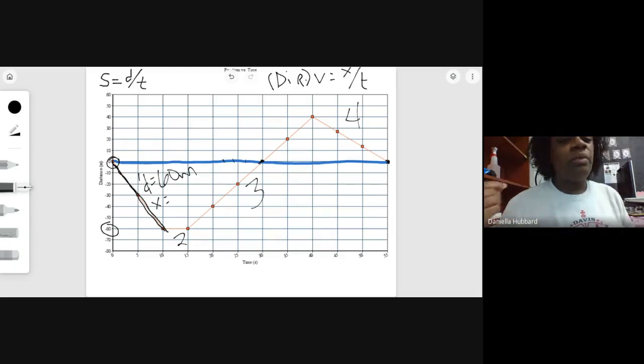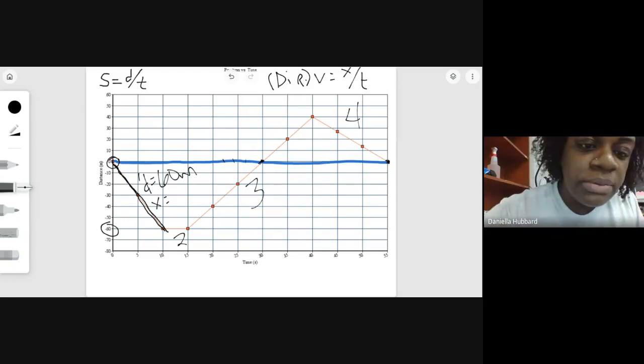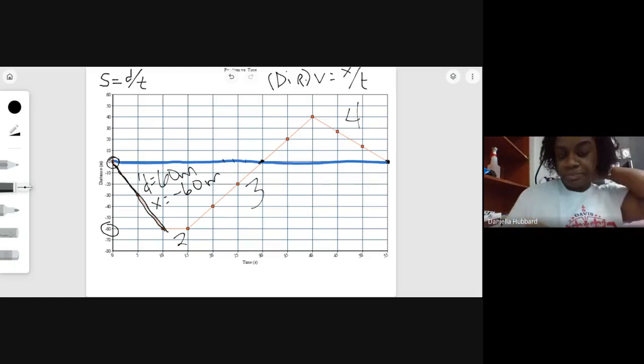Displacement looks at where you end and where you started. So in this section, we ended at negative 60 meters away from the house. Negative 60 means 60 meters to the left. So we're just going to put the negative here because we're going to use it in our calculations later on.